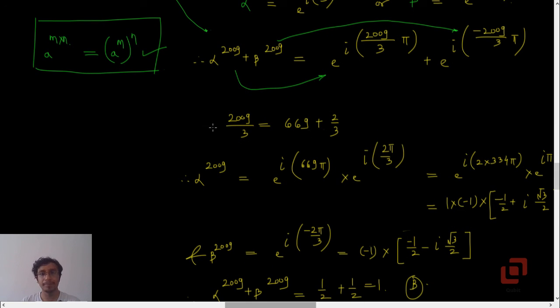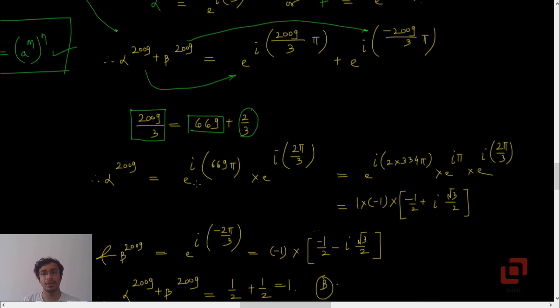Now we note the following: 2009 upon 3, although this is not an integer, we will try to extract the integer part. If you do that, then it will turn out to be 669 plus 2 by 3. So alpha to the power 2009 can now be split into two terms. The first term is e to the power i 669 pi, and the second is e to the power i 2 pi by 3. So basically 669 and 2 by 3, if you add them, you will get 2009 divided by 3.